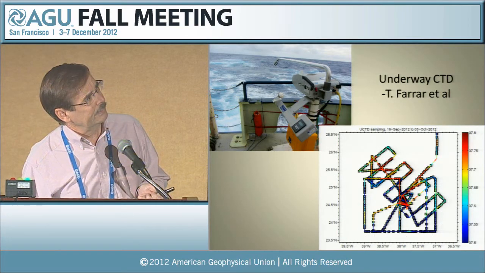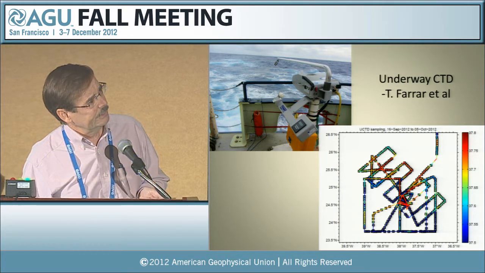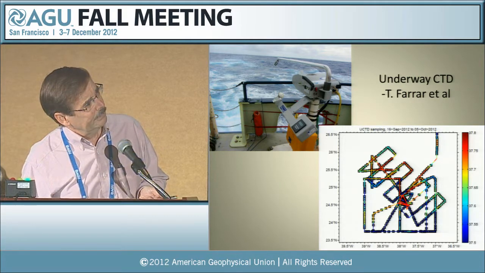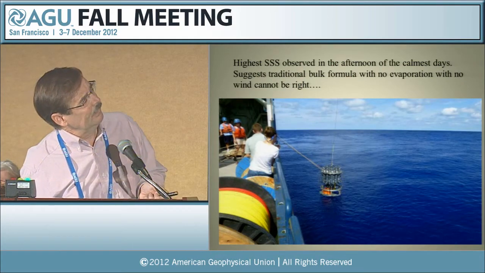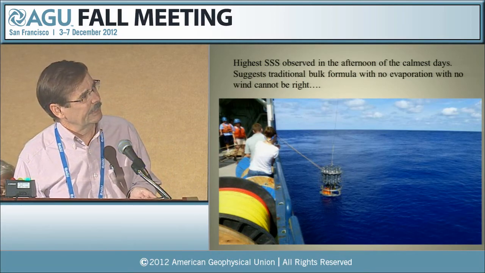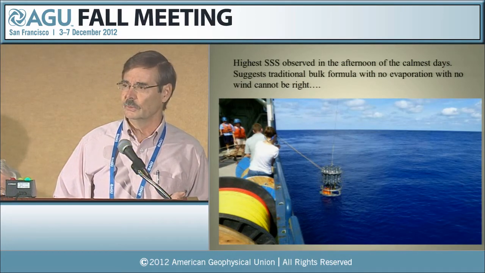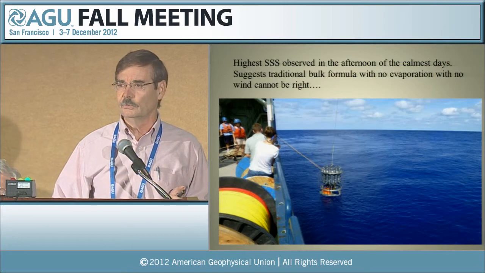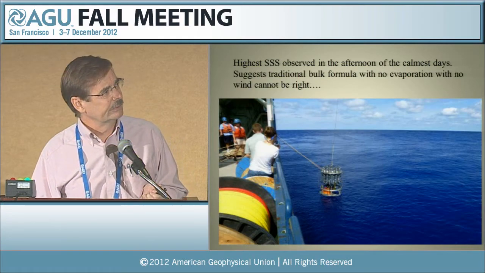We did a lot of repeat, over 760 profiles with an underway CTD, and here's part of our survey pattern and the upper ocean salinity data as recorded by the underway CTD. We had a lot of calm weather, as I mentioned. Here's the CTD going in on a pretty calm day. But notice there's clouds in the sky, and there was clearly evaporation going on, even with near zero wind speed. And it makes you wonder about the bulk formula, whether it's really accurately estimating evaporation in such situations.